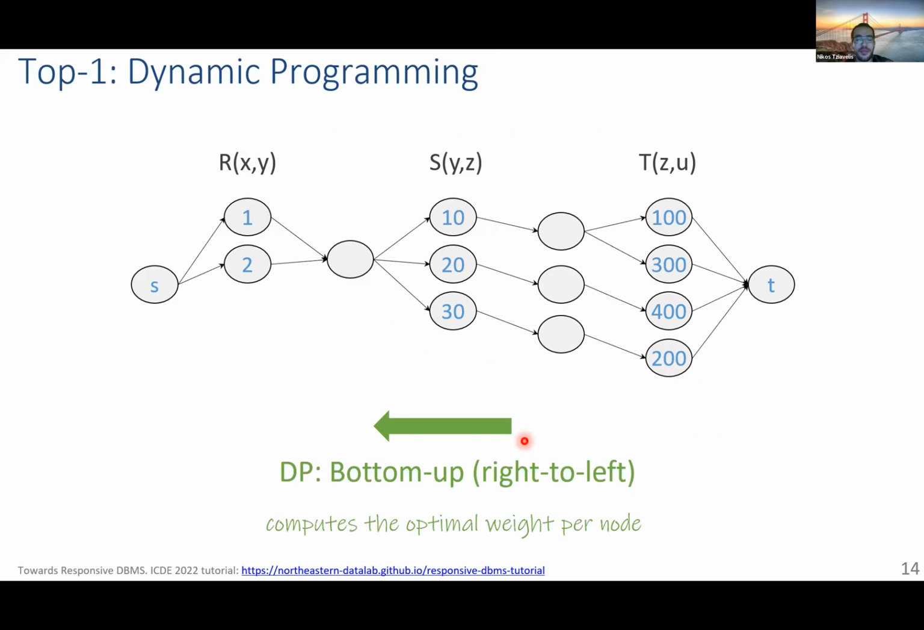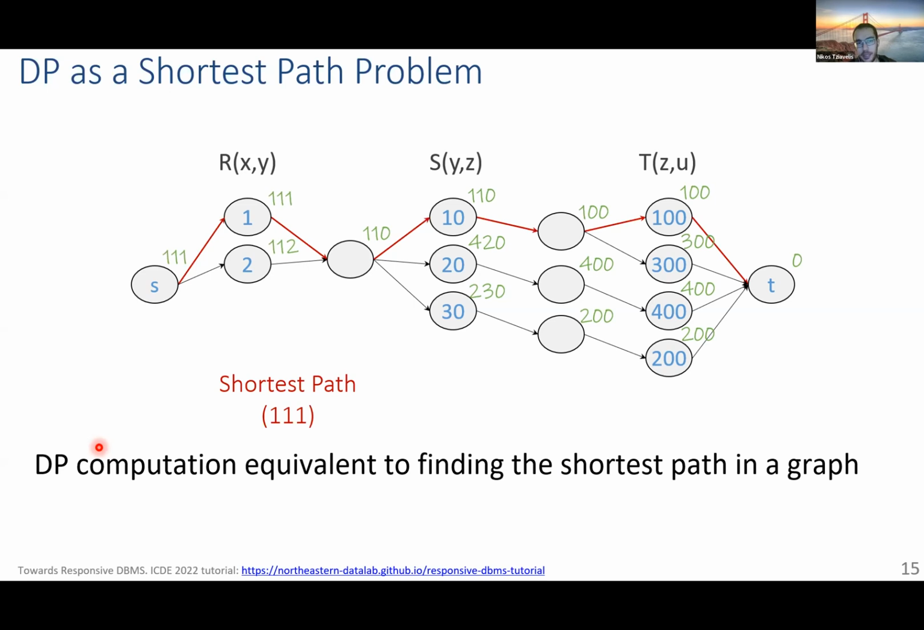And now, on this factorized representation, we can do dynamic programming. This means we go bottom up as before, and we compute the optimal weight per node. And as Wolfgang explained, this can be seen as a shortest path calculation here. So if we imagine that there is a source node in the beginning and a target node at the end, this dynamic programming computation is essentially a shortest path calculation.